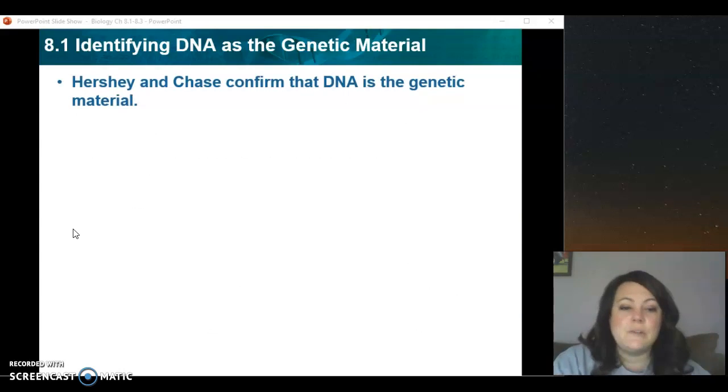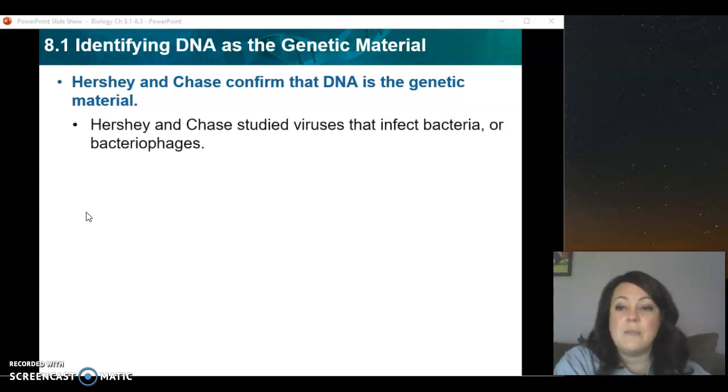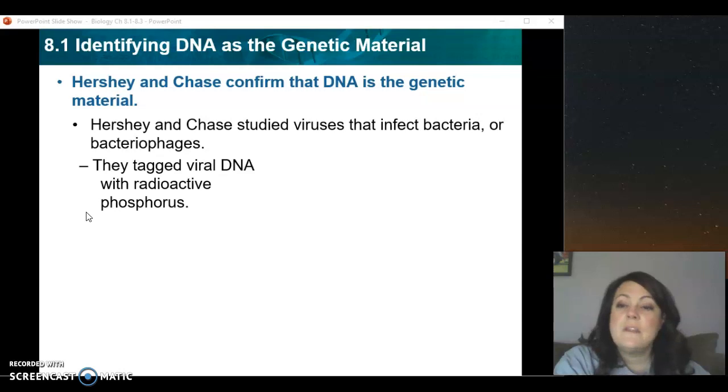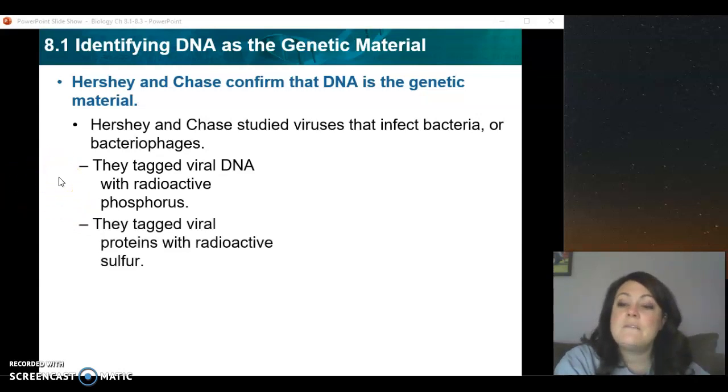Next, in 1952, 2 geneticists at Cold Spring Harbor Lab, Alfred Hershey and Martha Chase, provided further proof. They worked with a DNA virus, a bacteriophage, that infects bacteria. So this is a virus that infects bacteria. Bacteriophages that were produced within the bacteria growing in a radioactive culture medium will themselves be radioactive. They tagged viral DNA with radioactive phosphorus, and they tagged viral proteins with radioactive sulfur.